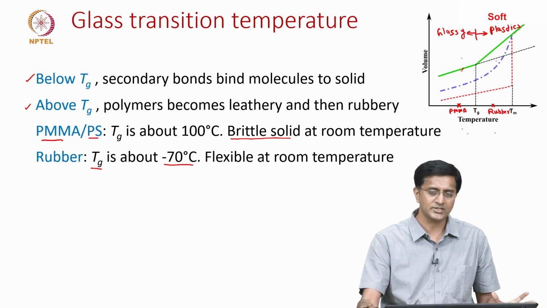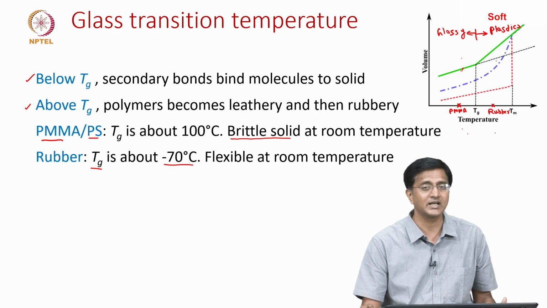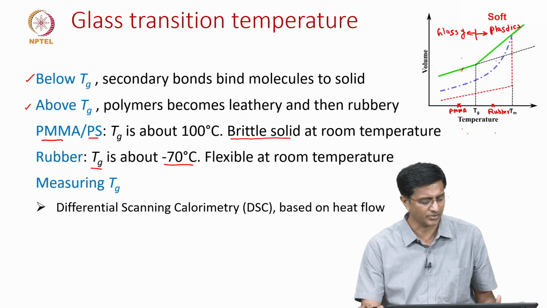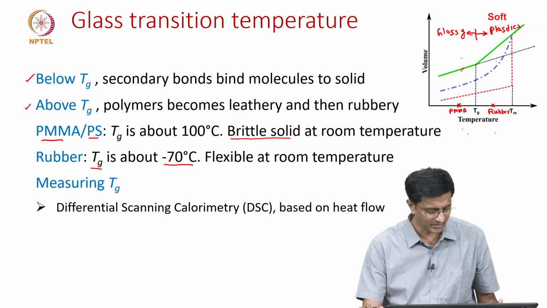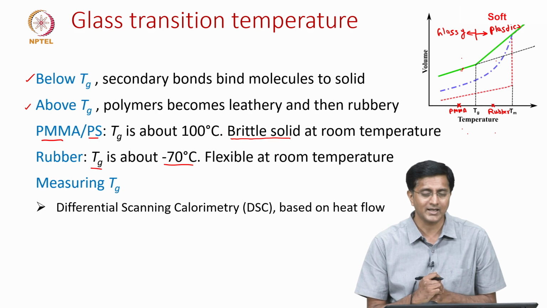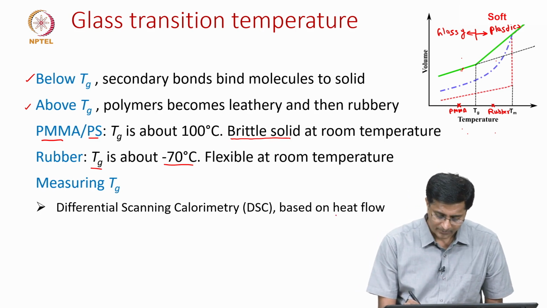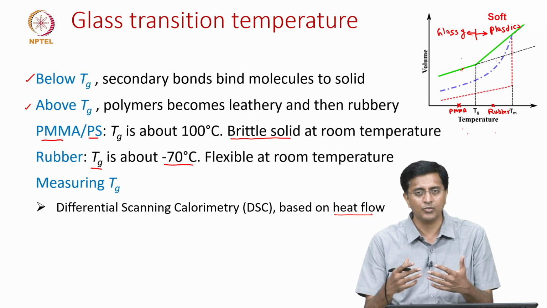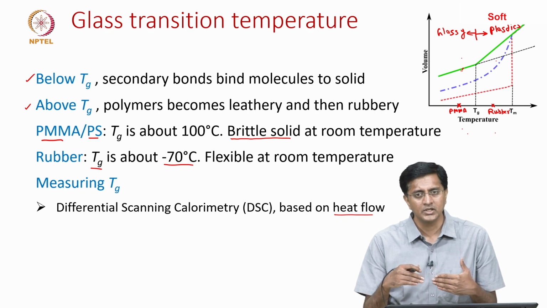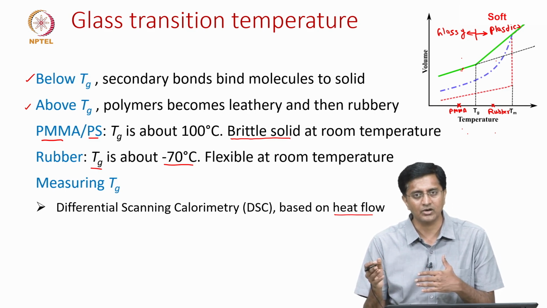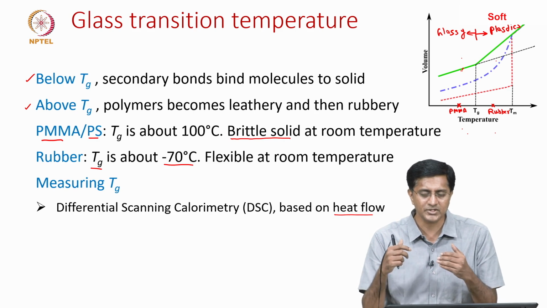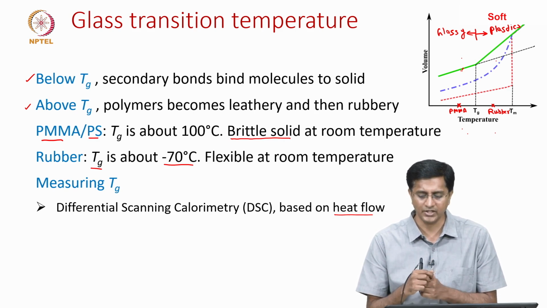Okay. Now, let us look at how we measure this glass transition temperature. I will be showing you three ways to measure the glass transition temperature, starting with differential scanning calorimetry. This is an old method, where the heat given to the polymer is measured as we increase the temperature. Depending on whether it is in the glassy state or the amorphous state, it takes different amounts of heat, and that helps us find the glass transition temperature.